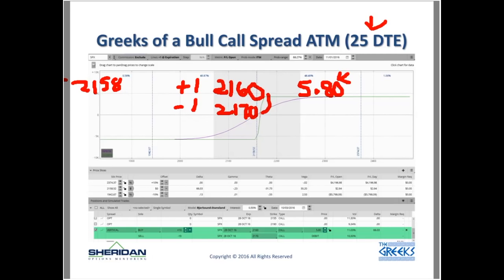What I could make is the difference between the strikes, 10, minus 580, which is 420, and I make 420 if the price is above my short. But my risk on a call bull spread is what I pay for it. So I'm buying the 2160s, selling the 2170s.